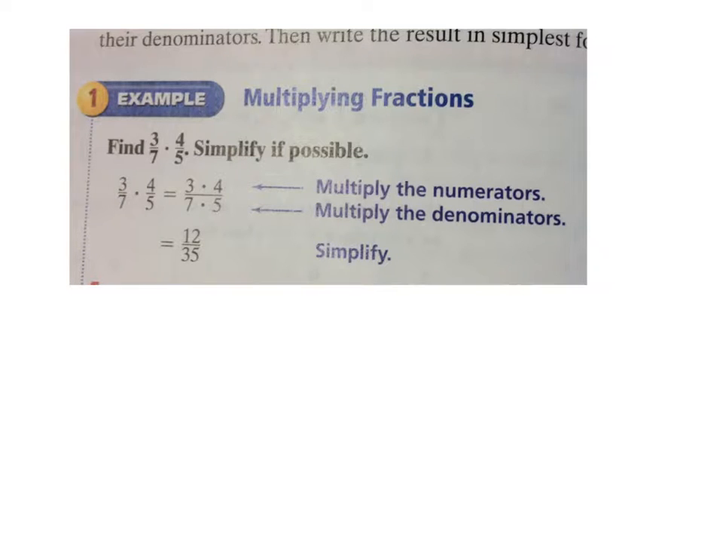Alright, I got a few examples for this section. Multiplying of fractions. Again, multiplication straight across. 3 times 4 is 12. 7 times 5 is 35. If you can simplify, do so. I didn't have any I could simplify here. So straight across.